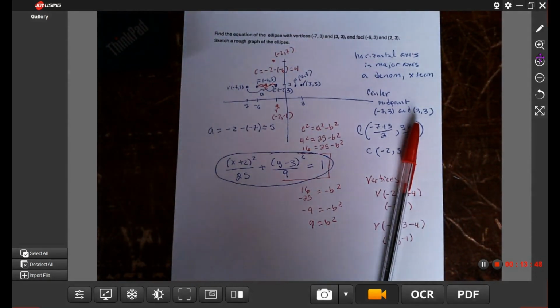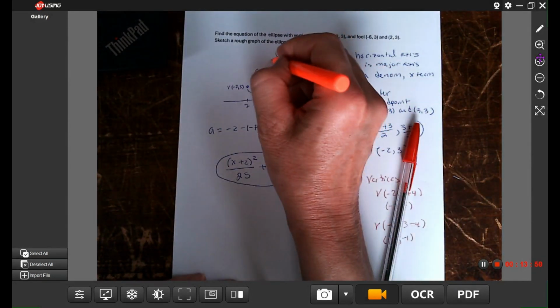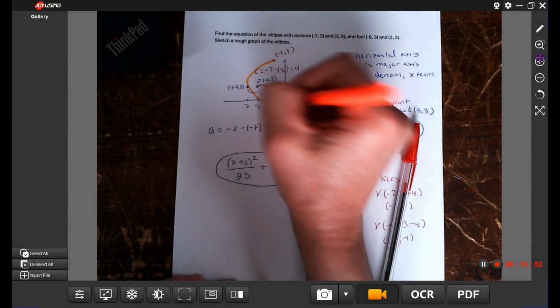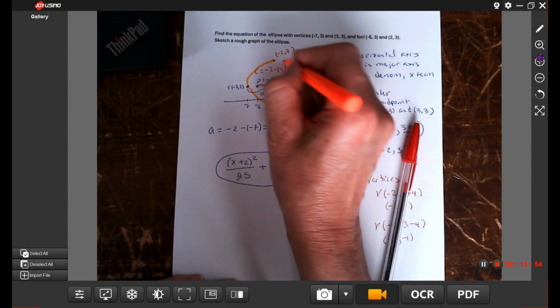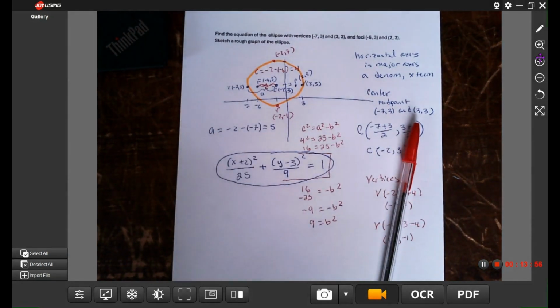Draw this in a different color. So I'm making a nice oval shape connecting my vertices, and there it is. It's beautiful.